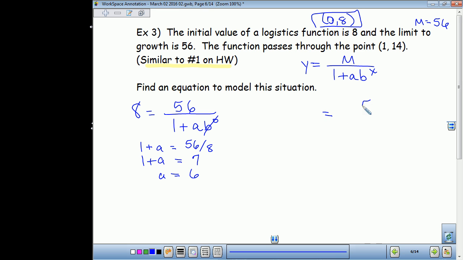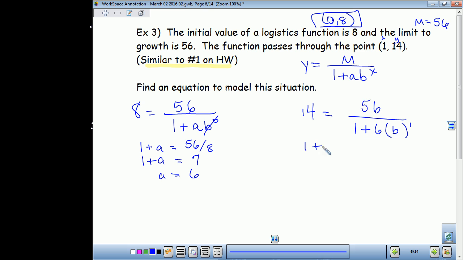So I know m is 56. I know a is 6. And b, I don't know. But I have an x and a y, and look, I've got another x and another y. So let's go with that one. This is 1, this is 14. And this is easy to solve for b.